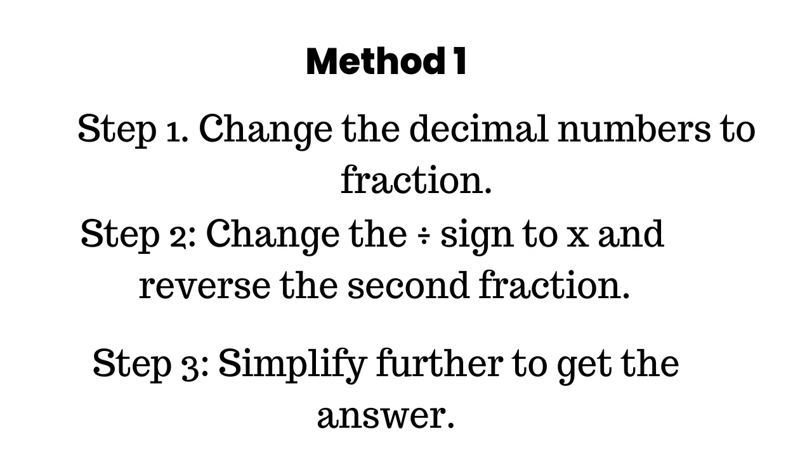Now we already know how to convert a decimal to a fraction, right? If a decimal number has one decimal place, it will be over 10. If it has two decimal places, it will be over 100. If it has 3 decimal places, it will be over 1000. So we can convert the decimal numbers to fractions and then go ahead and solve using the method that we have learned for solving fractions, right? This is the first method. Let's look at the examples.